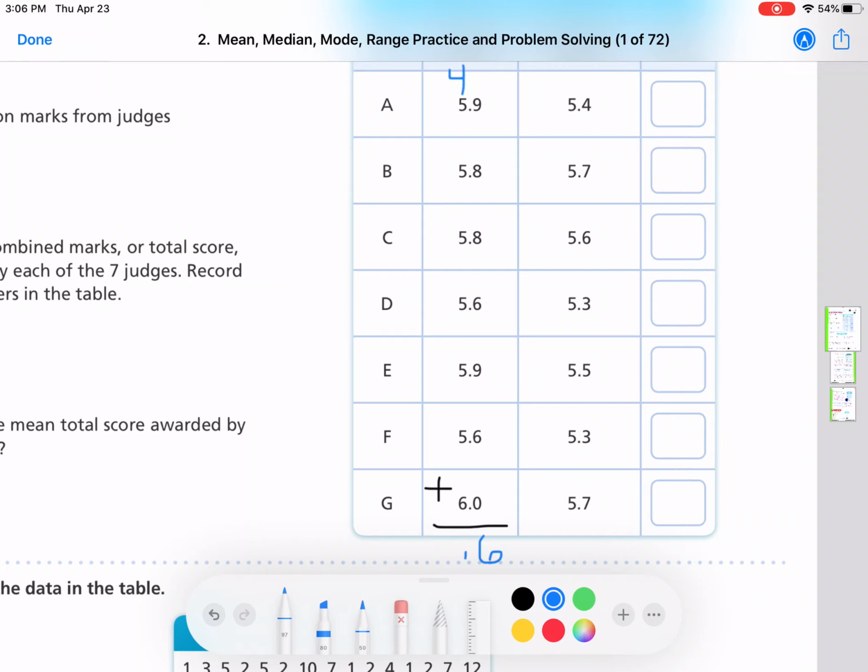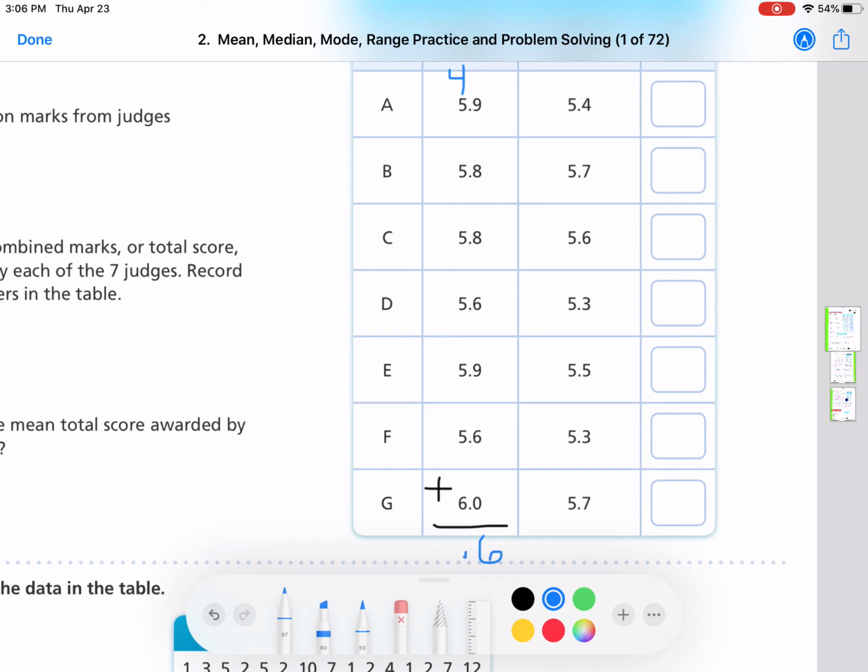And then I'm going to bring down my decimal so I don't forget about it as well. And then now I'm going to add my ones column. So I have 4 plus 5, which gives me 9, plus 5, 14, plus 5, 19, plus 5, 24, plus 5, 29, plus 5, 34, and then plus 6, we get 40. So the sum of all of our technical marks is 40.6.